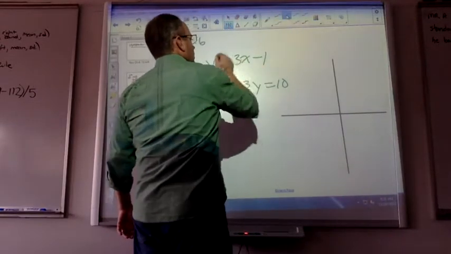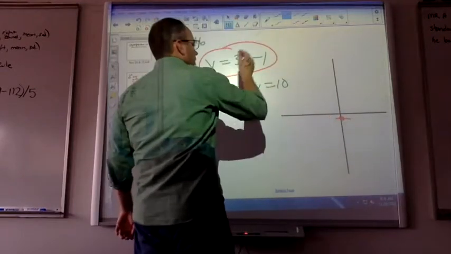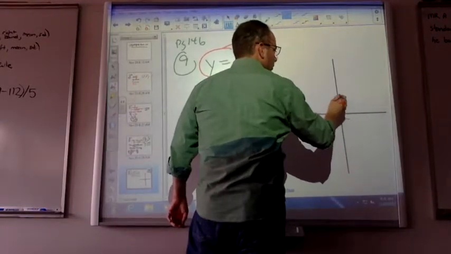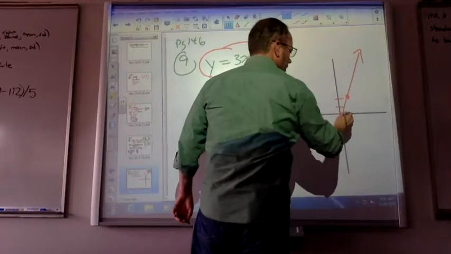All right, so this equation we'll do in red. So I have negative 1. I'm going to go up 3: 1, 2, 3, right 1. So I get that.